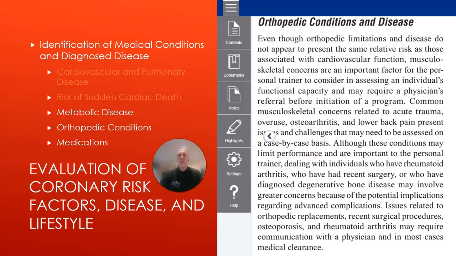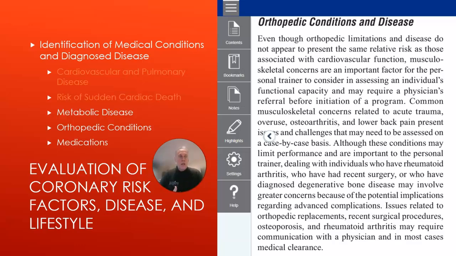With orthopedic conditions and disease, this is not as big of a deal, but you'll definitely have some people who may have some osteoporosis, maybe osteopenia. They might be arthritic, and so as a result, they might have some concerns regarding osteoporosis and osteopenia. And being arthritic, they might have some aches and pains that you just either have to work around or work through. It's just the way it is.